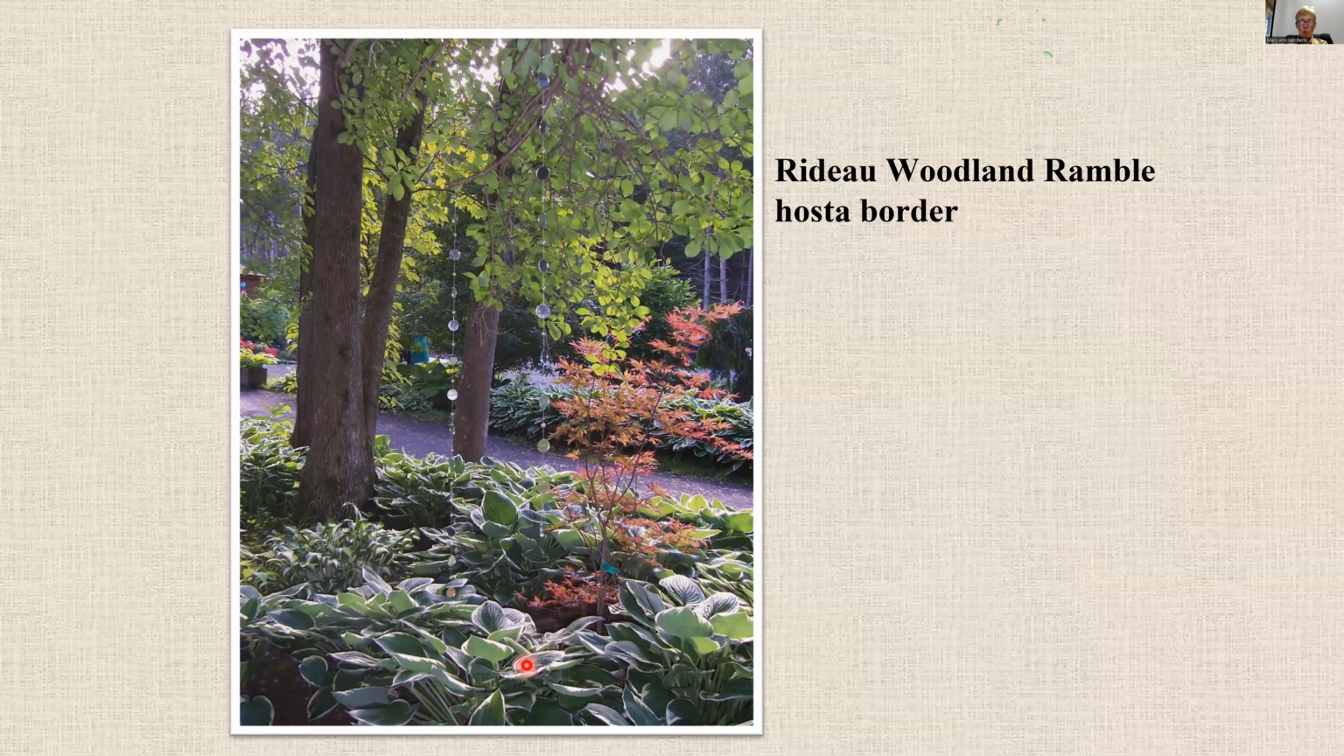So let's just look at some samples of shade gardens and how we can see it's putting it all together. So we've got the beautiful Japanese maple among a mass planting of hostas, and not fancy hostas, just good basic hostas. A little bit of garden art, some strands of glass, a mirror dangling from the tree. And this, of course, at Rita Woodland Ramble.